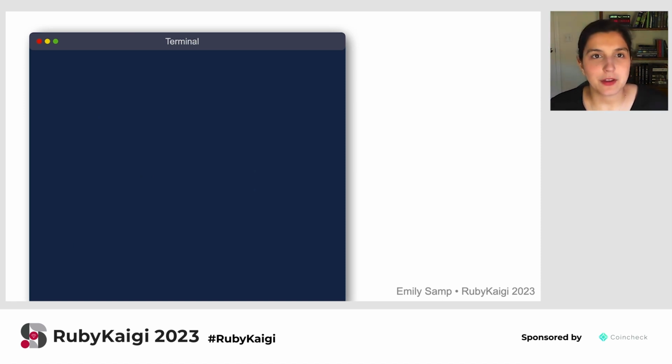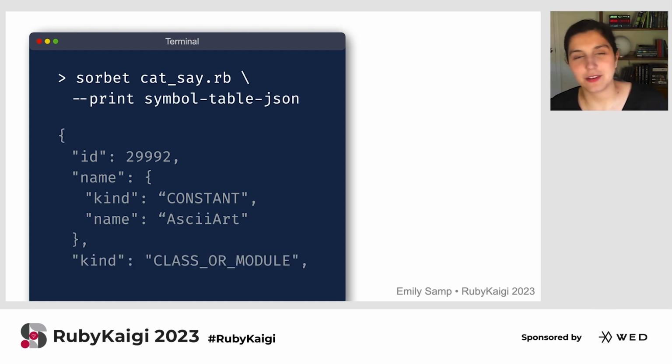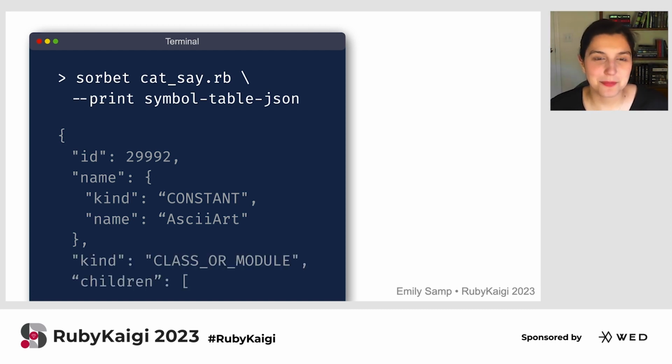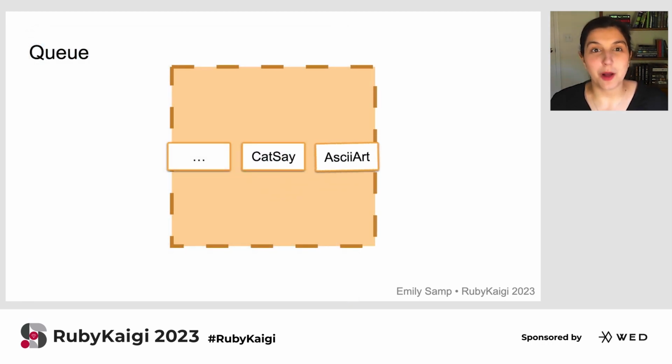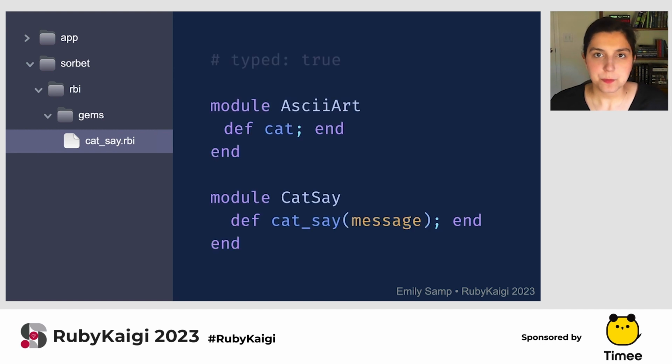The next time Tapioca uses Sorbet to discover all of the constants in the gem and populate the queue, it's going to discover the ASCII art constant and add it to the queue, along with the constants that are defined in my gem. If we try to process this constant through the pipeline in the same way that we process the others, this could cause problems in our resulting RBI file. If we take a look at the RBI file for the cat-say gem, not only would it contain information about the cat-say module and the code inside of it, but it would also contain information about the ASCII art module.